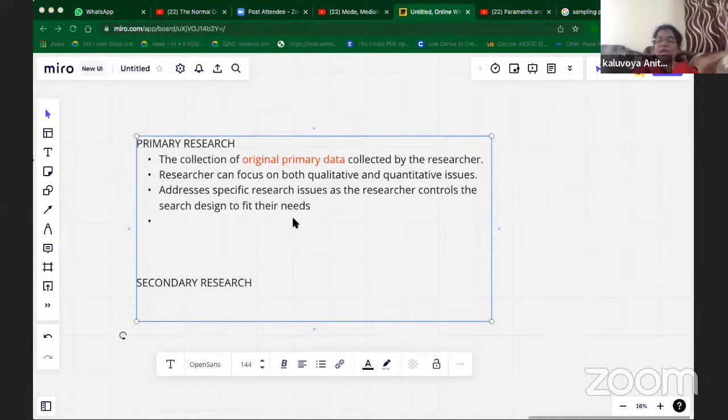So you have a great control. Primary research enables the marketers to focus on a specific subject, as well as control how information is collected. Now there are various disadvantages also associated with it. As I just now told you, it is time consuming, and sometimes if your questionnaire is not properly designed or not properly executed, the data you collect goes to waste.